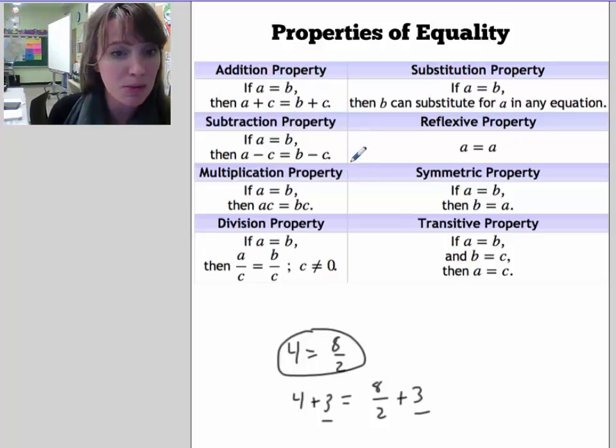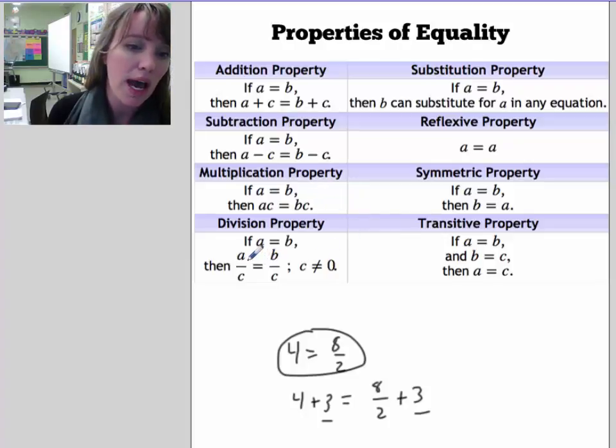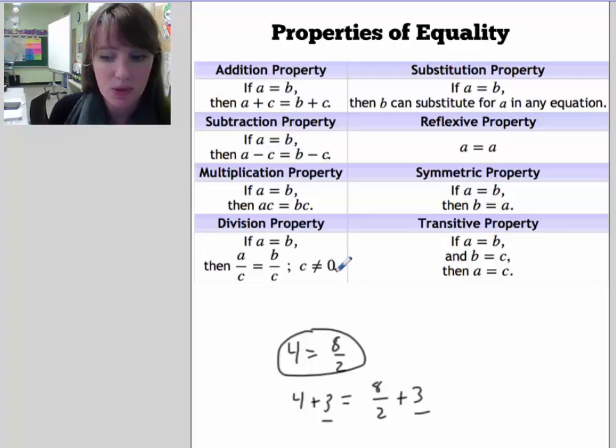This is the same as the subtraction property. If A is equal to B initially, then subtracting C from both sides, both sides are going to remain equal. Likewise with multiplication and division. So if you have A is equal to B, then A times C is equal to B times C, or A divided by C is the same as B divided by C, with the caveat that C can't be equal to 0.